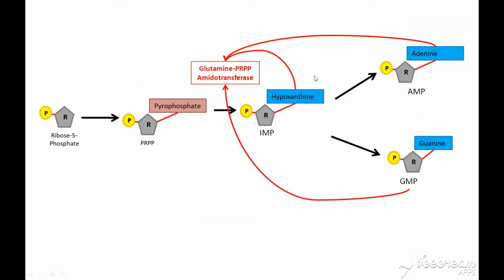It's also important to understand how the purine synthesis pathway is regulated. When we have elevated levels of IMP, AMP, and GMP, they are going to have negative feedback inhibition on an enzyme called glutamine PRPP aminotransferase. This is one of the enzymatic reactions in the purine synthesis pathway.